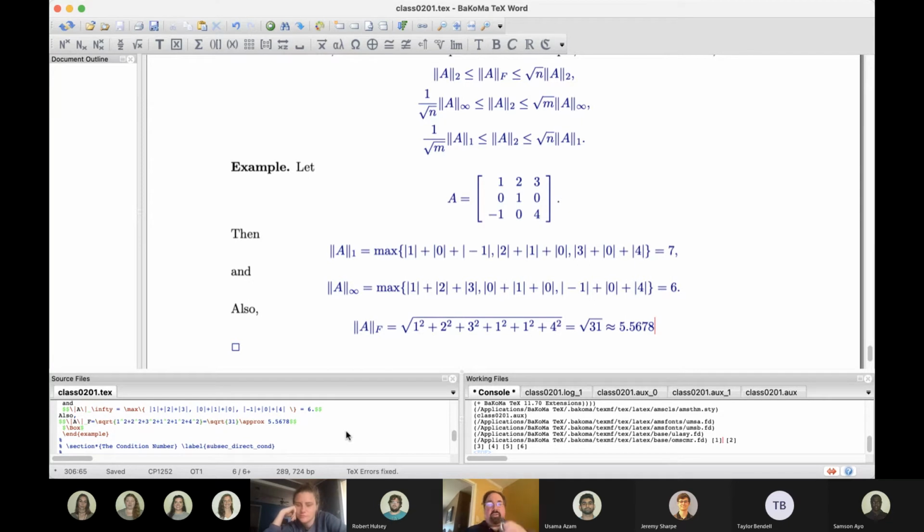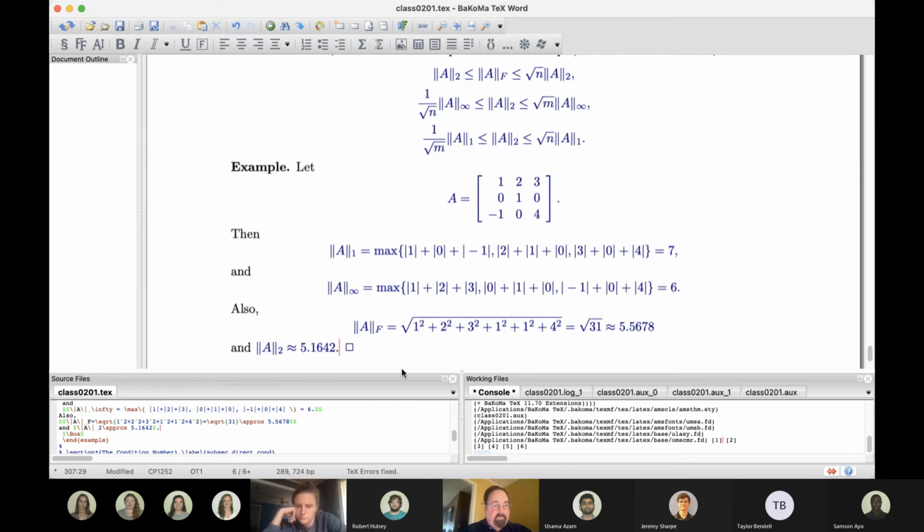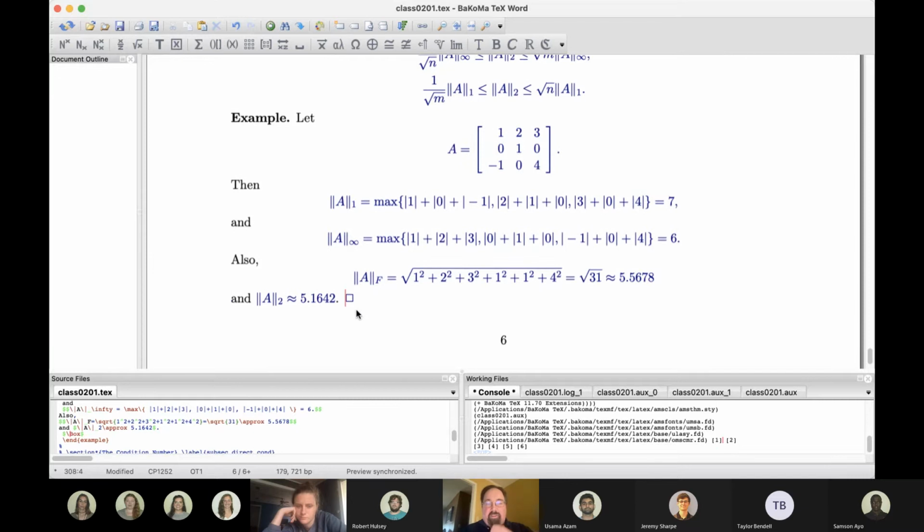Questions about matrix norms. The 2 norm, I just had MATLAB compute that. So we get a smaller value there. So here's computing the square root of the largest eigenvalue of A transpose A.